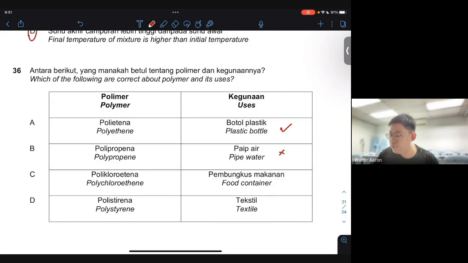Polychloroethylene for food container, no. For food container, we normally use polyethylene also. And polystyrene, we use it for textile? No. We use it to make ice blocks, for example, to keep things cold. So therefore, the only possible answer here will be A, polyethylene corresponding to plastic bottles.